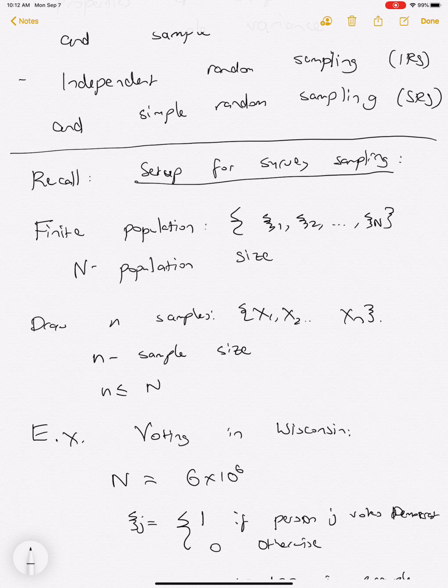So just to recall the setup for survey sampling. In survey sampling, you have a finite population of size big N, where big N is typically going to be pretty large. And then you draw n samples from that big population. So n is your sample size, little n, and so little n is going to be less than or equal to big N, often much smaller.